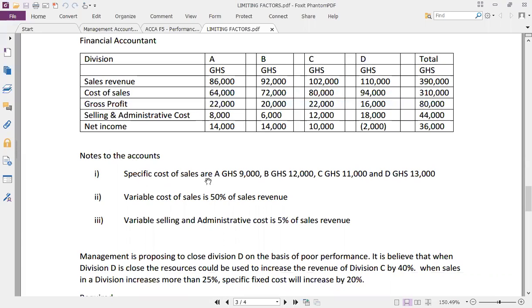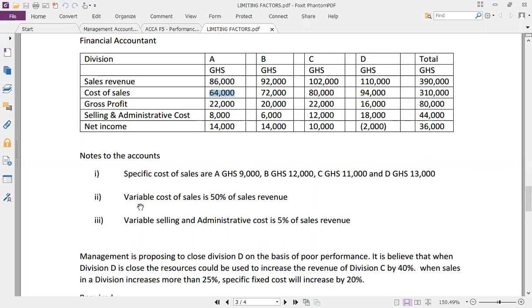The cost of sales are 9,000, 12,000, 11,000, and 13,000. Now, these figures are part of this cost of sales that you see here. They are specific, not variable cost of sales. They are specific to product A, product B. The cost of sales for A is made up of a specific 9,000. The variable was 55,000, something like that, right? Good. So that is that.